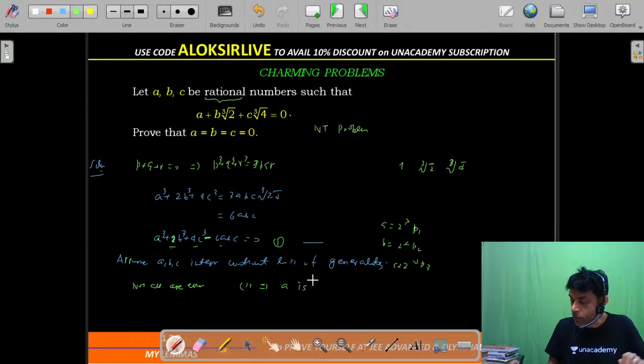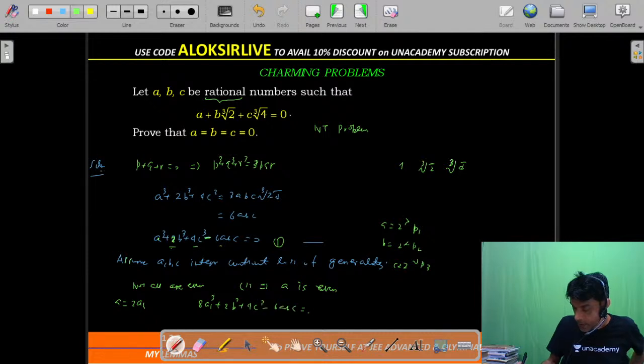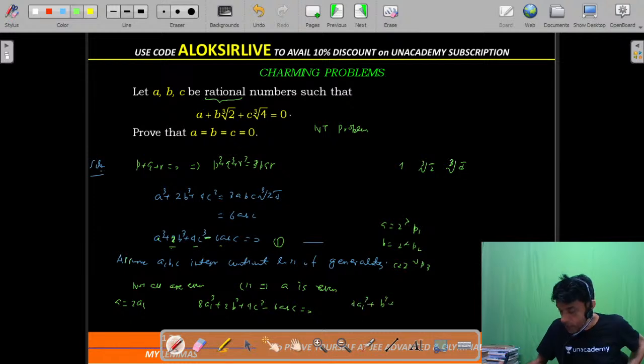Okay, so we can assume this one, and then not all. So now one implies a is even. So you take a as 2a1. If you take a as 2a1, you will get 8a1 cubed plus 2b cubed plus 4c cubed minus 6abc equals 0. Take 2 out, so you will get 4a1 cubed plus b cubed plus 2c cubed minus 3abc is 0.